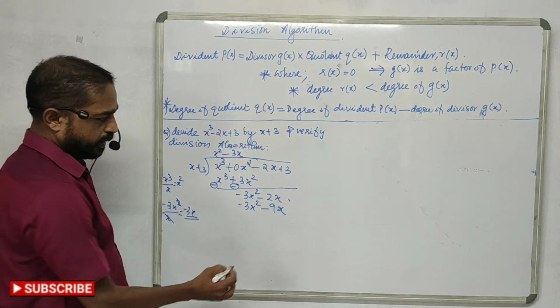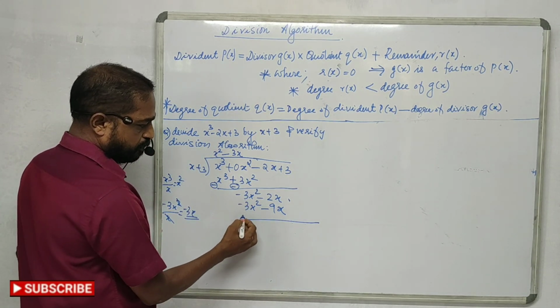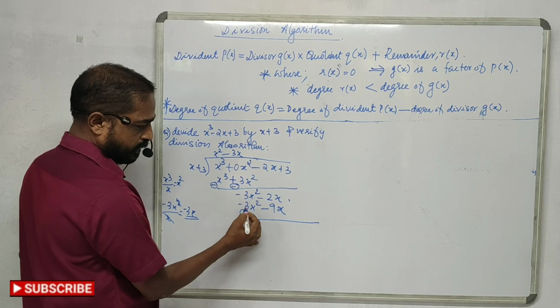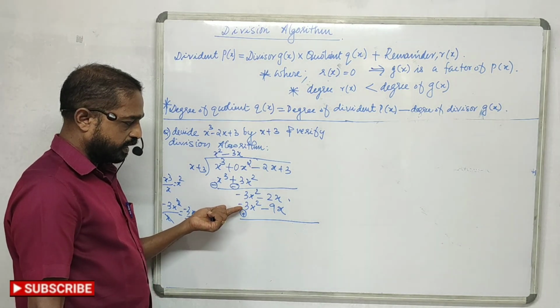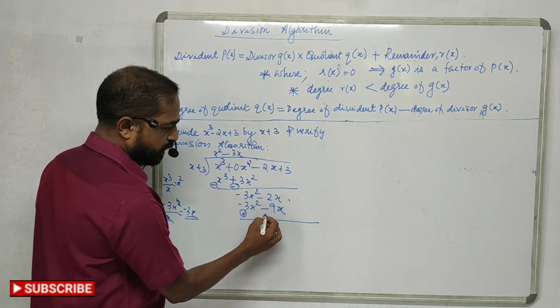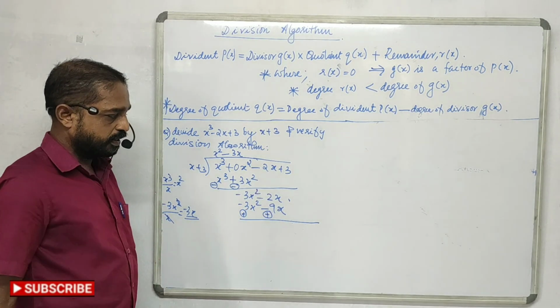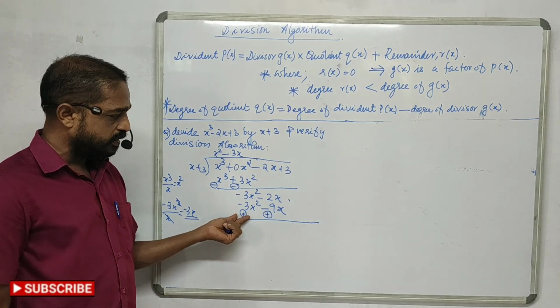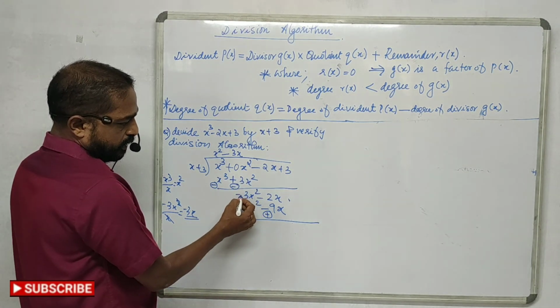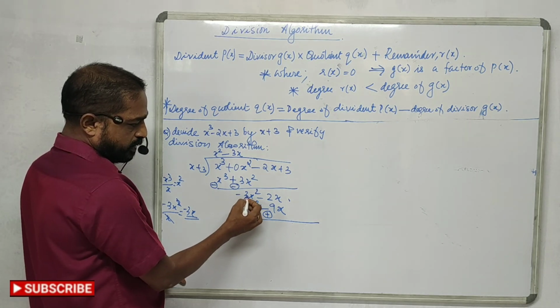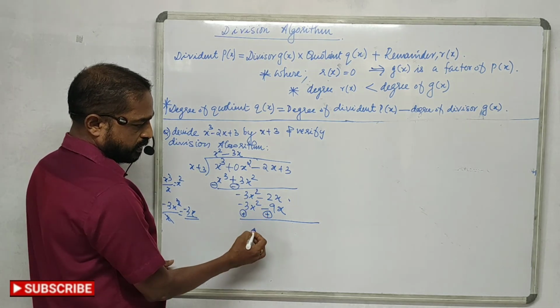Now you will have to subtract. For subtracting, just put opposite signs here. So here we have a negative sign, so put a positive sign. Here also we have a negative sign, so put a positive sign. So you will have to consider this second sign. So that is minus 3x square plus 3x square, that is 0.